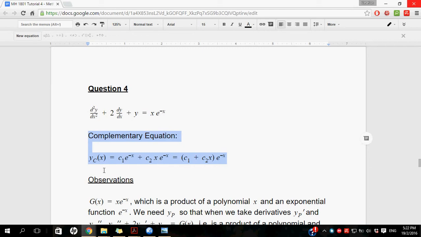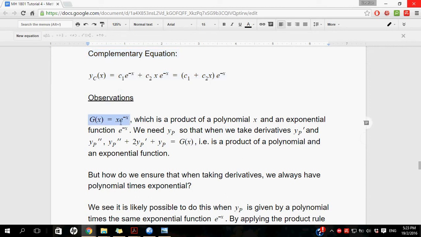real root. So we would have this general solution, which, as you will observe, is also a polynomial times the same exponential function. Of course, in this case, the coefficients here are arbitrary, so they are allowed to be any real numbers of our choice. Seeing that g of x is a product of a polynomial and an exponential function, we need to understand what sort of function yp should be in order to produce an expression of this form.